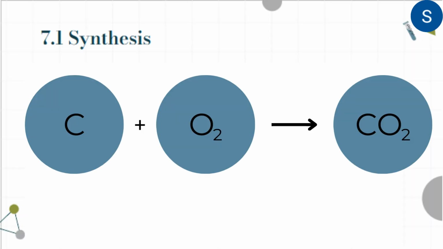An example of a synthesis reaction is shown here. The first element, carbon, is combining with the second element, oxygen, to produce a compound which is carbon dioxide. This reaction is showing two elements coming together to form one product, a perfect example of a synthesis reaction.